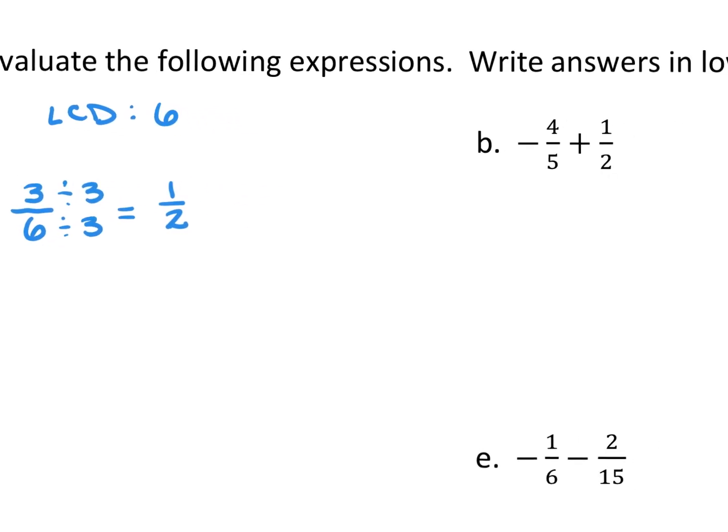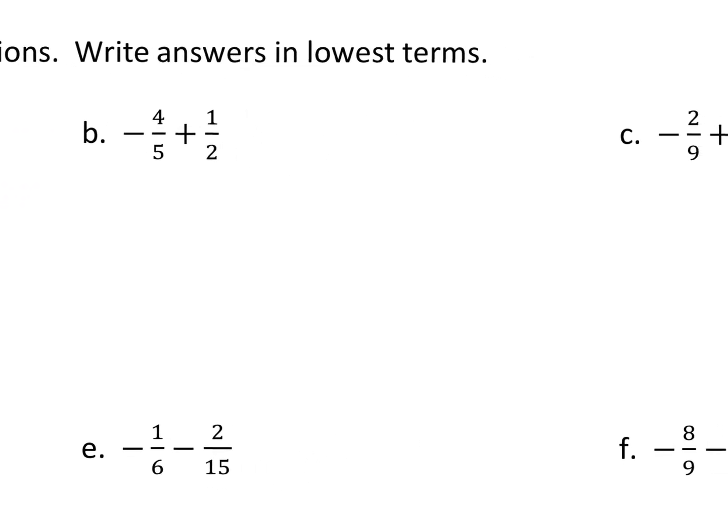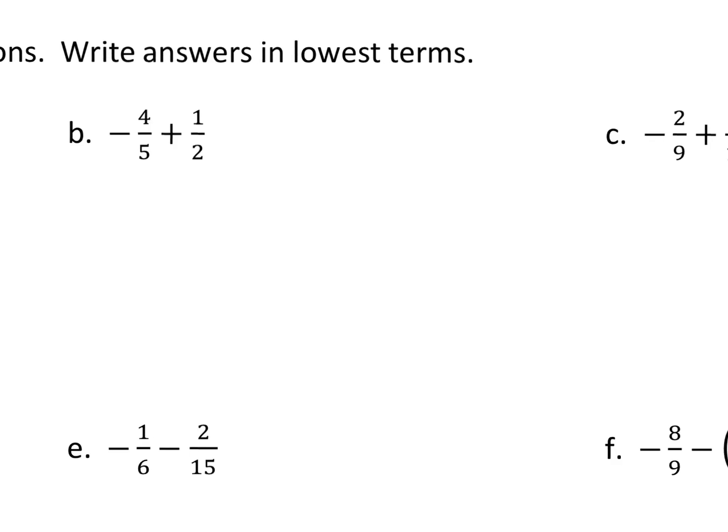All right, let's come over to example B, and we're going to get into some signed numbers. So example B, we have negative 4 over 5 plus 1 over 2. And so the first thing we need is an LCD. I want to know what is a number that is divisible by 5 and 2. And for this one, it is 10. So for the first fraction, how do we get from 5 to 10? We want to multiply by 2. And again, whatever we do to the bottom, we do to the top.